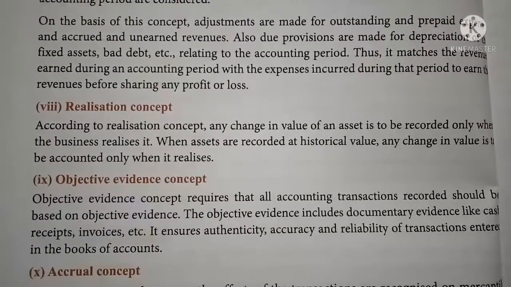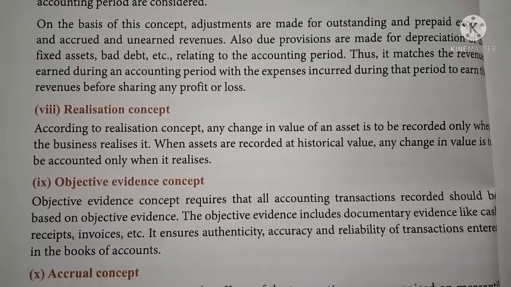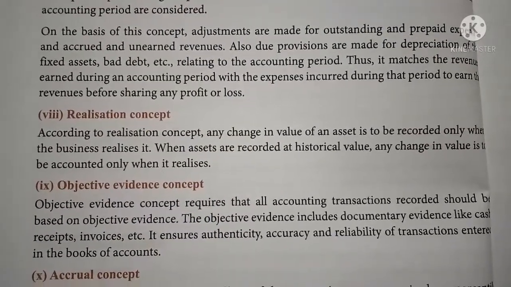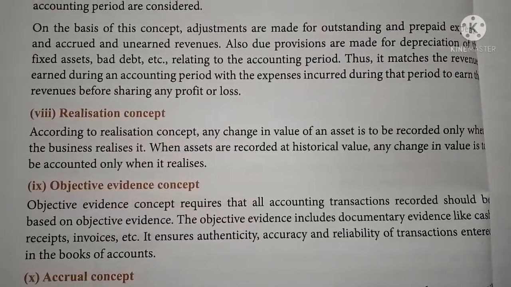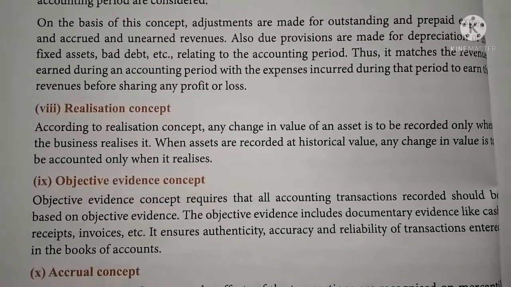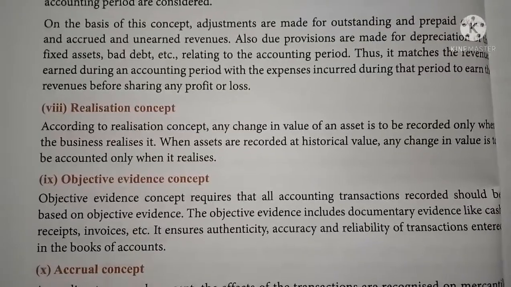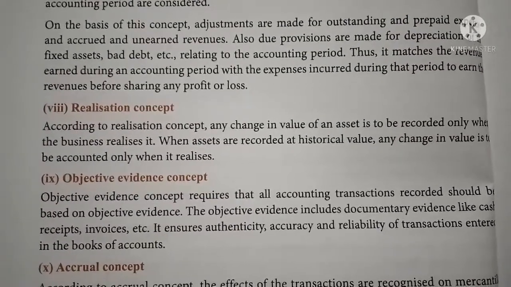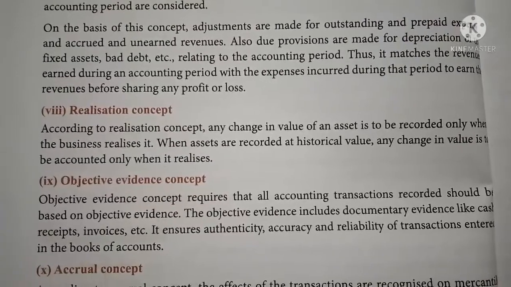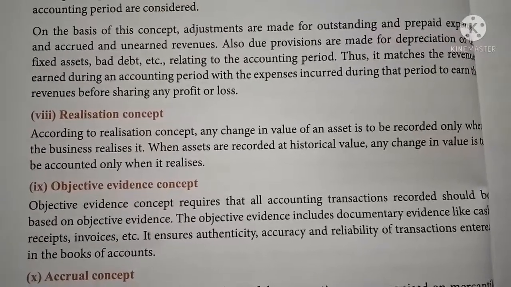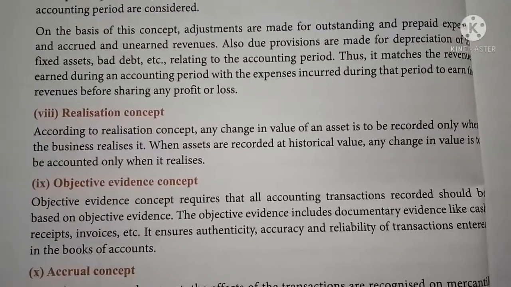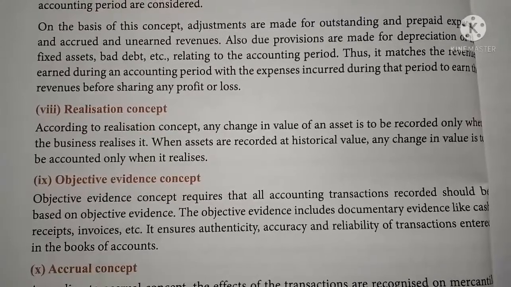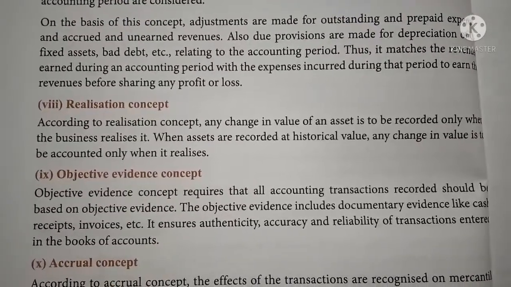Next, objective evidence concept. The objective evidence concept requires that all accounting transactions recorded should be based on objective evidence. The objective evidence includes documentary evidence like cash receipts, invoices, etc. All the documentary evidence is to be considered in order to maintain the accounts in bookkeeping. Based upon this concept, all transactions should be accompanied with evidence. Whether it is a receipt transaction or a payment transaction, it should have evidence in order to record the transaction in the books of accounts. It ensures authenticity, accuracy and reliability of transactions entered in the books of accounts.